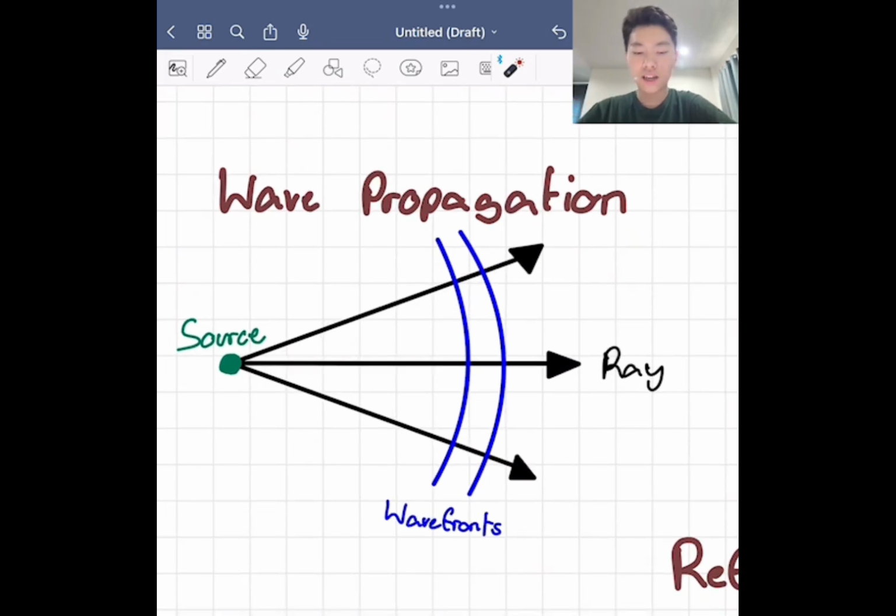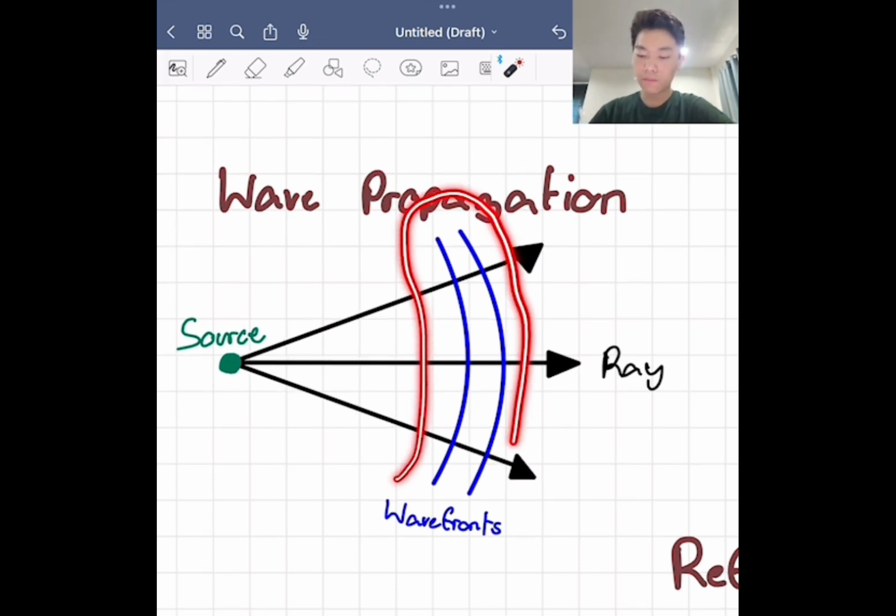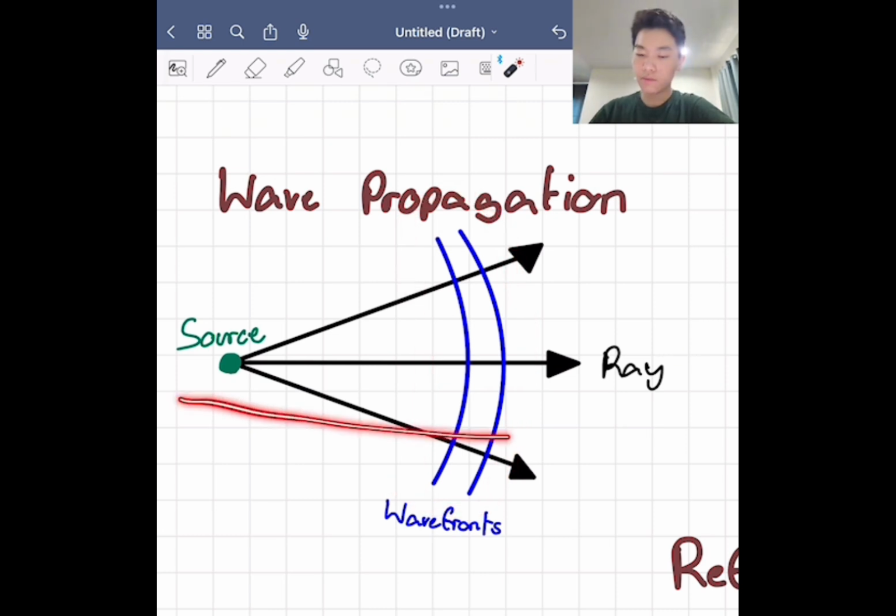Rays are the straight lines that represent the direction of the wave, and wavefronts are the curved surfaces of constant phase that represent the oscillation within the wave. As you can see, here's the wavefront, and this is the ray released from the source. The ray and the wavefront are perpendicular, and if we use these two components, we can see the progression and direction in which the waves are traveling.